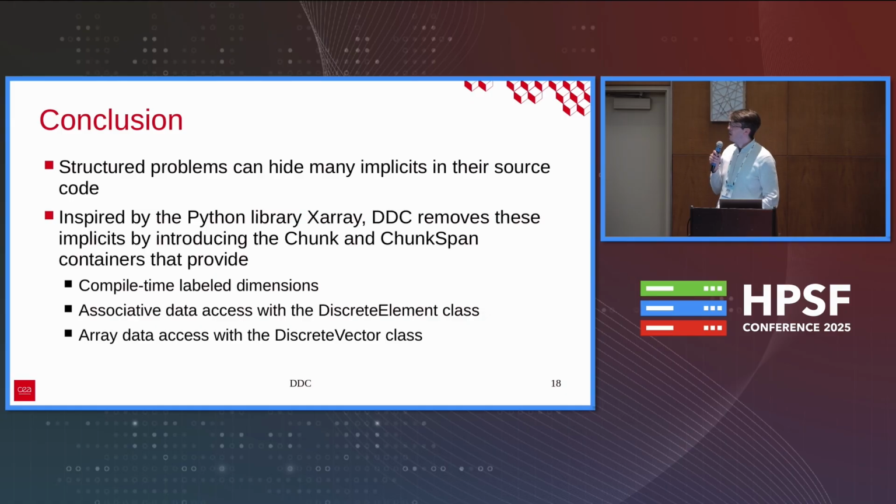So as a conclusion, I wanted to show you that some structured problems can hide implicits in the source code. And using DDC, inspired by the Python library xarray, we could remove some of these implicits by introducing labeled dimensions at compile time to avoid any overhead, and providing also an associative access to have a more meaningful access to the data manipulated by the user.